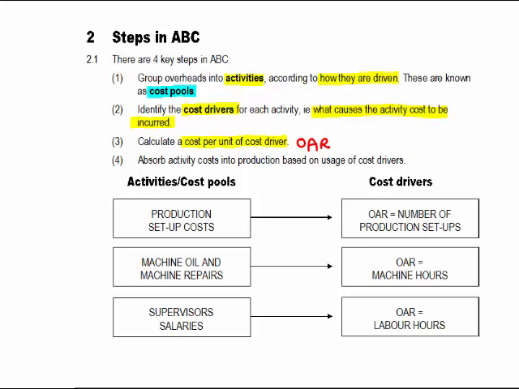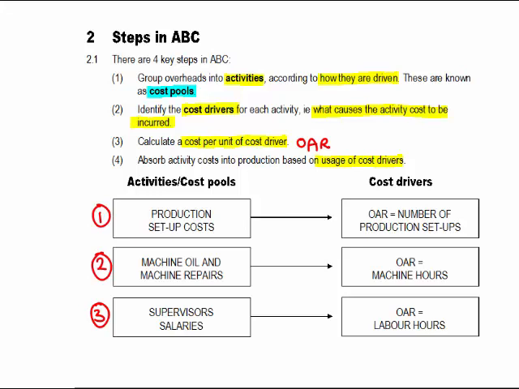And then finally, we're going to absorb the activity costs into production based on the usage of the cost drivers. Just like you would do in absorption costing, but you're not going to do it once, you're going to do it however many activities and cost drivers you've got. So if we look at the diagram here, you can see that we've actually got 3 activities, and all of the costs that we've identified have been grouped into those activities or cost pools. So we've got production setup costs, machine oil and machine repairs, and supervisors' salaries.